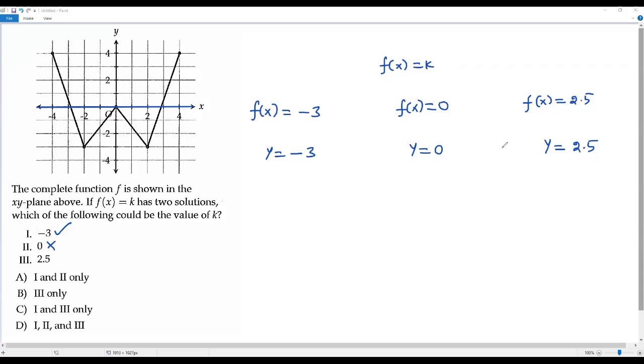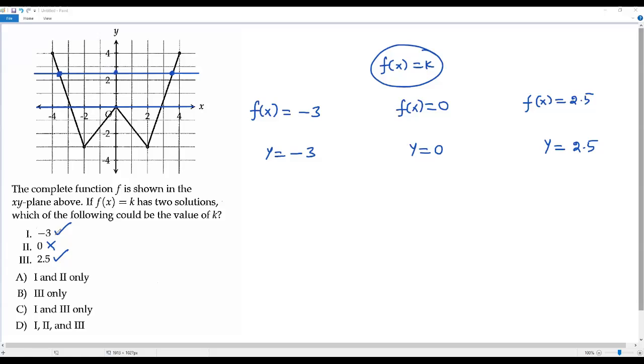The same thing again, we have to draw a horizontal line through the value 2.5 on the y-axis, and check in how many points the horizontal line intersects the given graph. Let me draw a horizontal line through the number 2.5 on the y-axis. So actually 2.5 is over here between 2 and 3. Clearly the horizontal line I have drawn through the value 2.5 on the y-axis intersects the given graph at 2 points. Since the horizontal line intersects the given graph at 2 points, the equation f of x equals k has two solutions when k equals 2.5. So when k is equal to 2.5, the equation satisfies the condition given in the question.